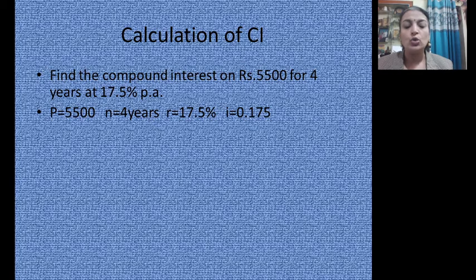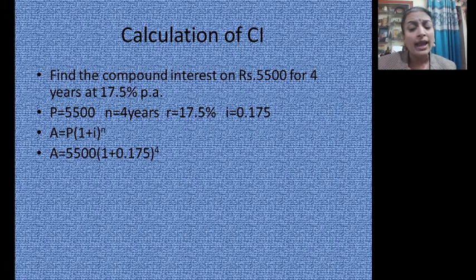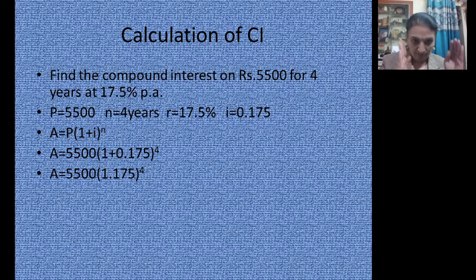That means I is equal to 0.175 and we are interested in calculating the A, that is amount. That is our formula. A is equal to P in the bracket 1 plus I raised to the power of N. Okay, what is A now? Let us put the P value 5,500 and 1 plus 0.175, that is I, and raised to the power of 4, that is N. Again 1 plus 0.175 becomes 1.175 in the bracket raised to the power of 4.